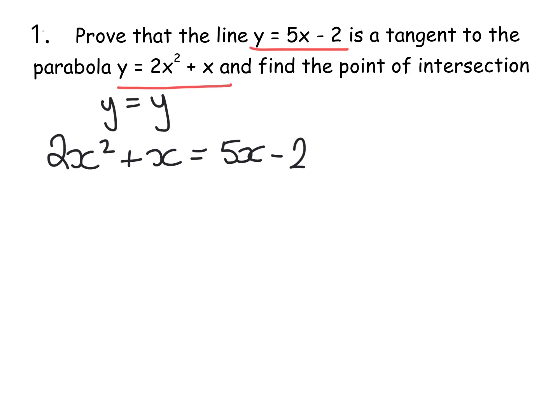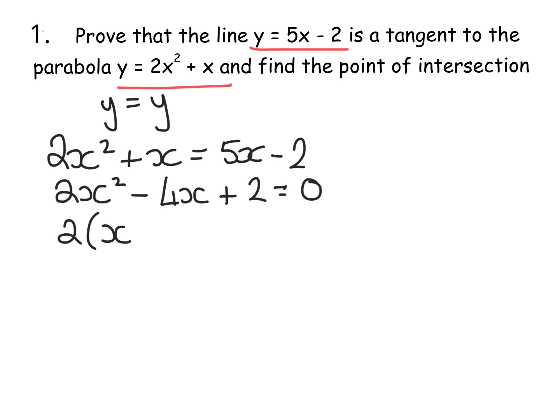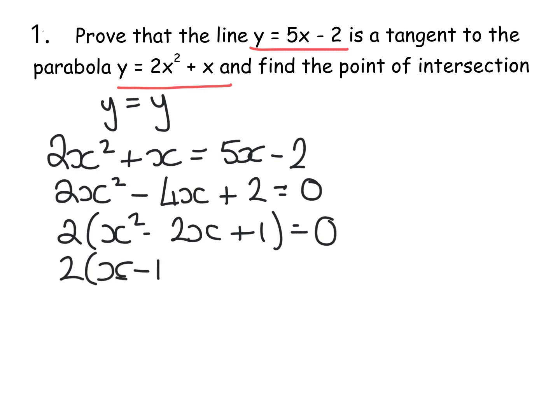Okay, we're going to do that. So the 5x will become negative. So we'll have 2x squared. We'll have 1 take away 5x, gives us negative 4x. And then negative 2 will become plus 2, so we get that. Now we notice there's a common factor of 2 here, which will make our factorising easier. So that gives us x squared minus 2x plus 1. And when we factorise this, it gives us repeated brackets of x minus 1, x minus 1.